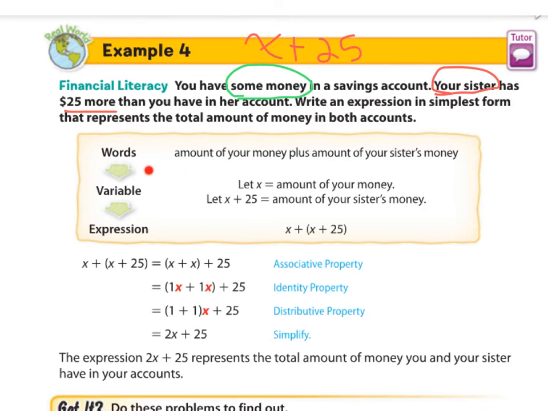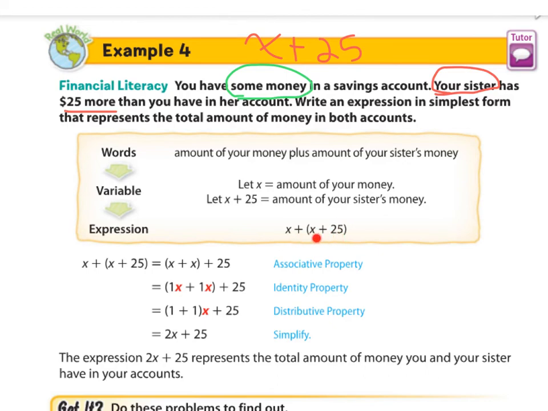But let's see here. In words, amount of your money plus amount of your sister's money. Let x represent your money. Let x plus 25 represent your sister's money. Like I said, your sister's money is your money plus an additional 25 that she has. So as an expression, what will be the total amount of money? Well, x is your money and your sister's is your money plus 25.